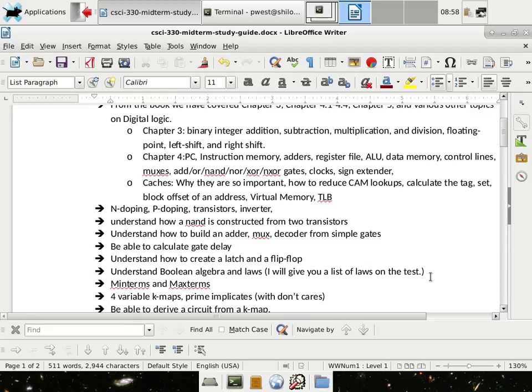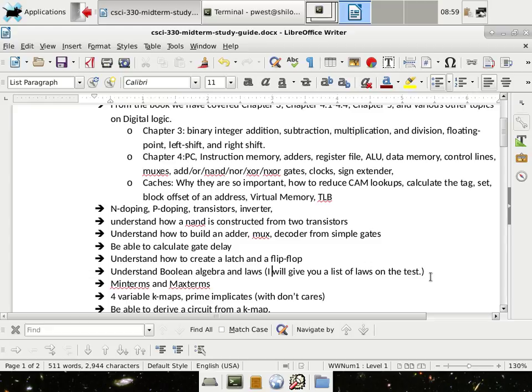All right, N-doping, P-doping, transistors, inverters. The doping. Understand how a NAND is constructed from two transistors. Hint, hint. Understand how to build an adder, mux, decoder from simple gates. Be able to calculate gate delay. Let's see how to count them. Understand how to create a latch and a flip-flop. Understand Boolean logic, algebra, and laws.